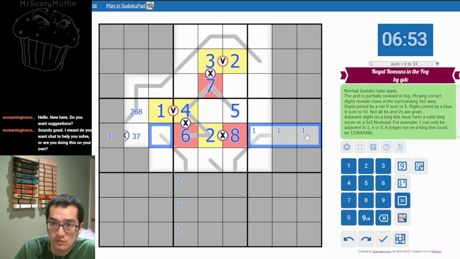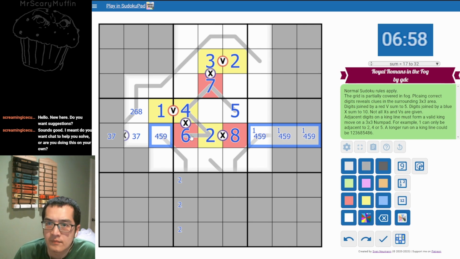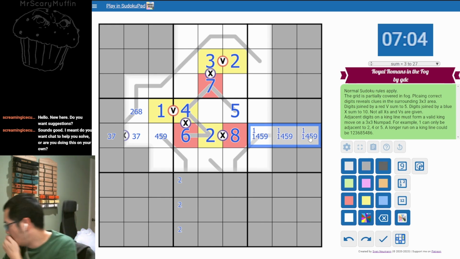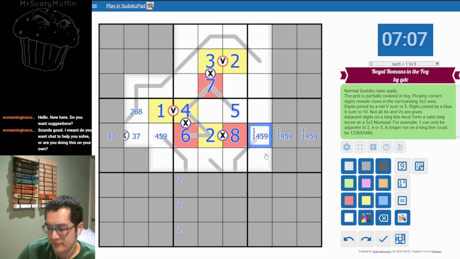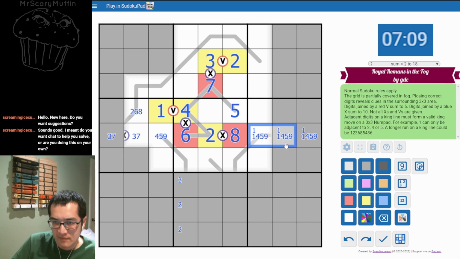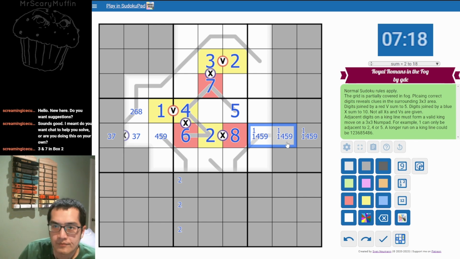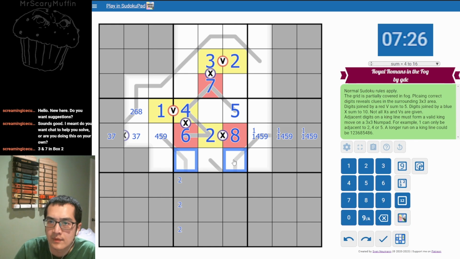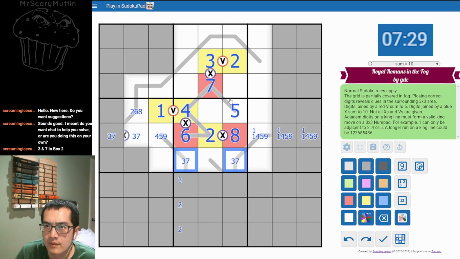What else is left here? 1, 2, 3, 4, 5, 6, 7, 8, 9. There must be some relationship here, probably, right? Like the 1 can't see the 9, so this can't be a 1, 9. 5 obviously is the best number here. 3, 7, box 2. Yes, sees this 3, 7 here. And that leaves us with 1, 9.